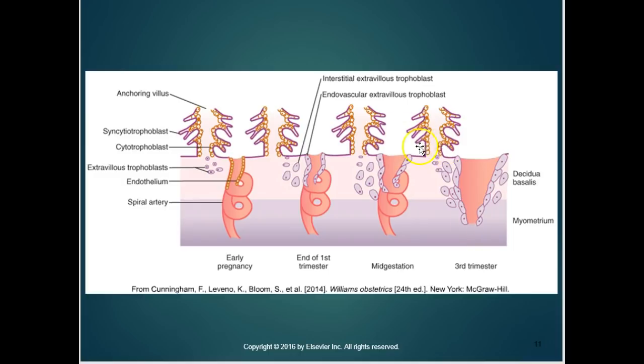So if we have any disruption here where the placenta is sitting on top, we can have a tremendous amount of blood loss here in the third trimester versus the first trimester.